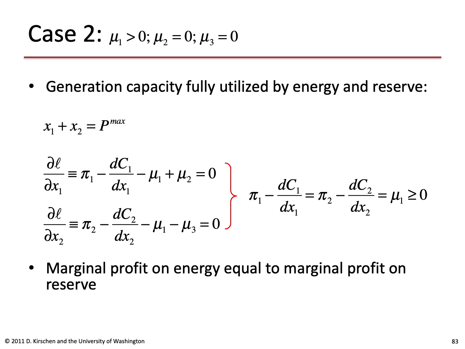In a way, what this tells us is that we should divide our generation capacity in such a way that the profit on reserve is equal to the profit on energy and fully utilize this generation capacity.